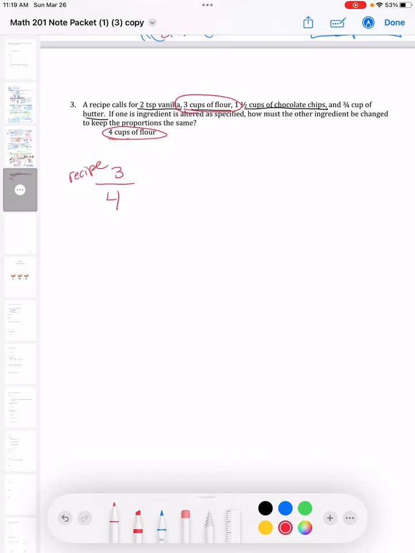I'm asked to find what the other ingredients would be. So the other ingredients, looking at my list, there is vanilla. So I'm going to need to do a problem for vanilla. Then I'm going to need to do it for the chocolate chips. And lastly, for the butter.